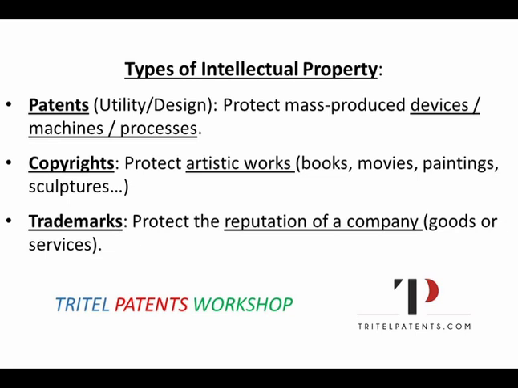What about copyrights? A copyright protects an artistic work, which could be a variety of artistic things, such as books, movies, paintings, sculptures, etc. Anything that's artistic is protected by copyright. The last thing is a trademark. The trademark protects the reputation of a company and the goods or services that a company provides. So for example, an advertising slogan or a name of a company can be covered by a trademark.